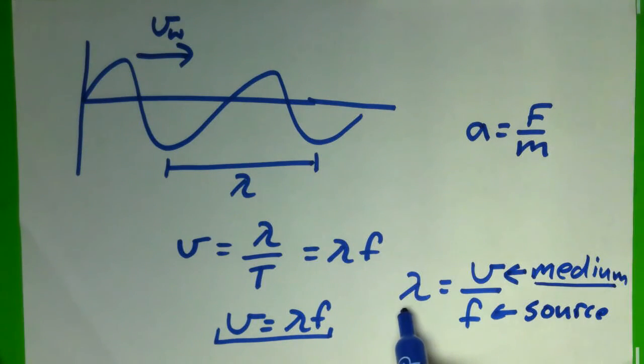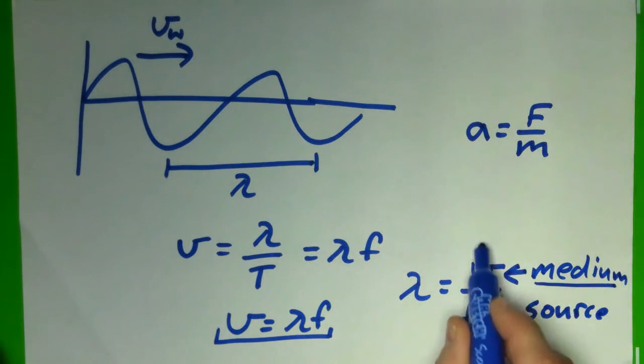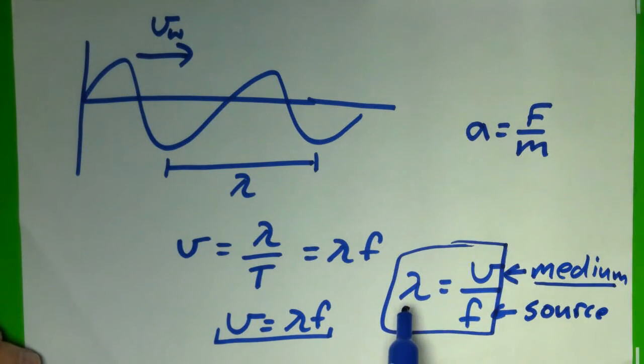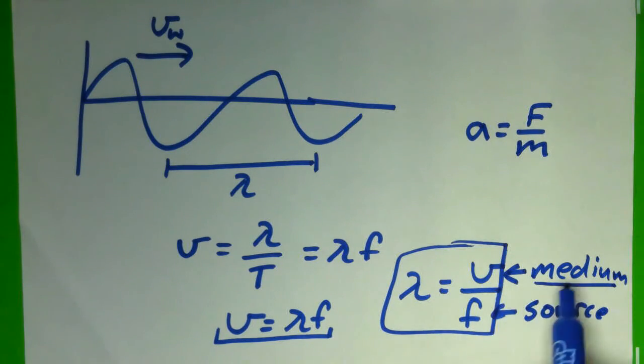So the wavelength is the result. That's why this is a better way of writing it: the wavelength will change whenever the velocity changes or the frequency changes, but the frequency will only change if the source changes. The velocity will only change if the medium changes. So those are fixed by the outside controls. Wavelength is what connects the two.